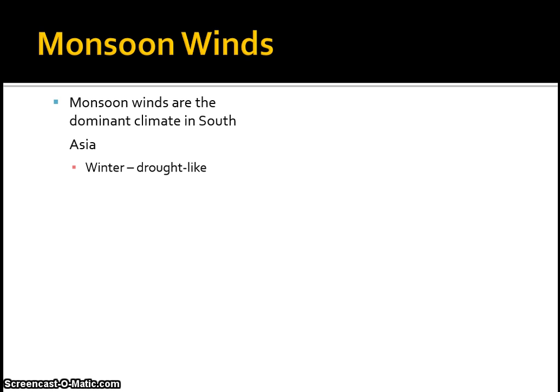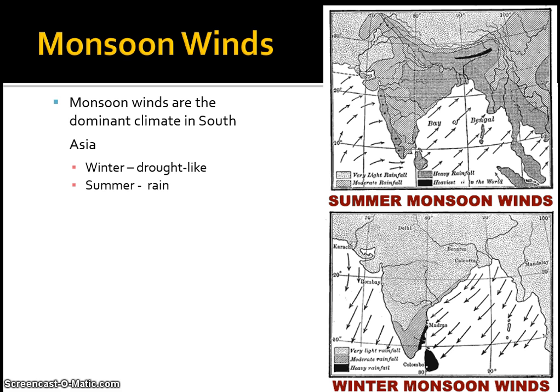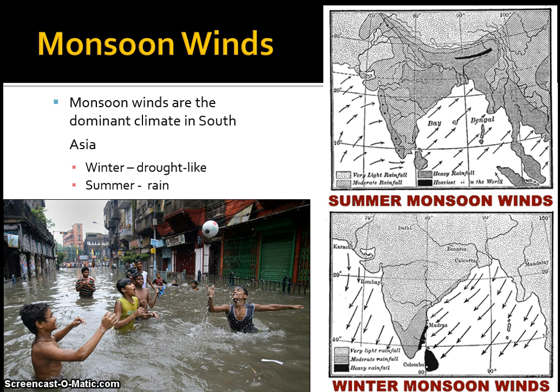Now, when the winds reverse 6 months later, it is summer and it is a very rainy, wet season, and that is because the winds are blowing from Africa to India and they bring all that moisture off the ocean to India. And you can see here in the illustration how the winds have changed and completely reversed direction. Here's a nice picture of a street scene in India during the rainy summer season.